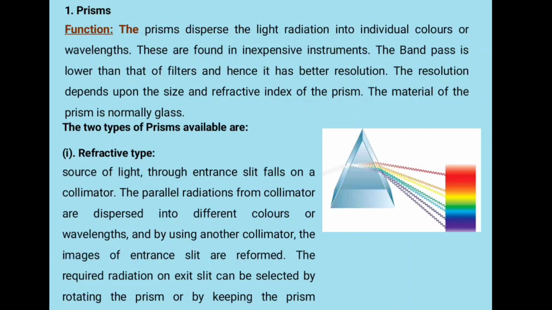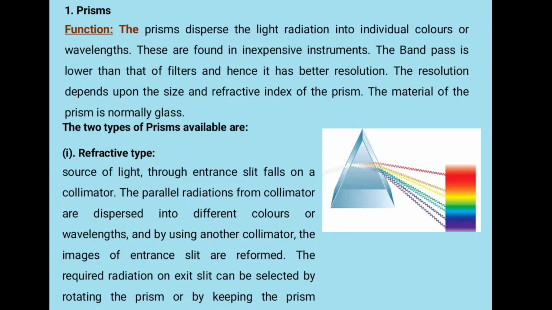Prisms. The function of prisms is to disperse light radiation into individual colors or wavelengths. These prisms are found in inexpensive instruments. The band pass is lower than that of filters and hence it has better resolution. The resolution depends upon the size and refractive index of the prism. The material of the prism is normally glass in the visible region. There are two types of prisms available.